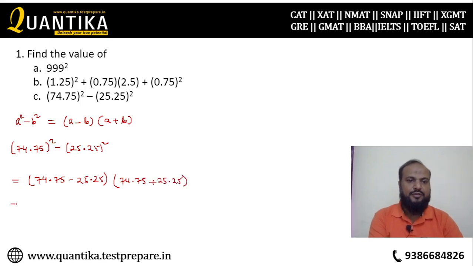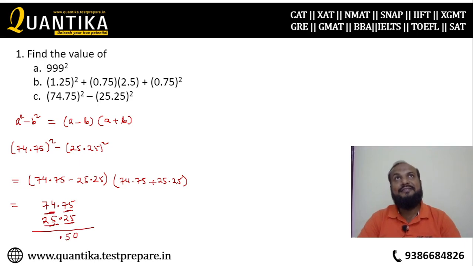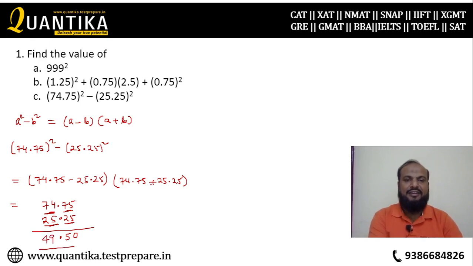Correct? So a minus b, just find what is a minus b. 74.75 minus 25.25. Okay. So 75 minus 25 is 50. Now 74 minus 25. What is 75 minus 25? That is 50. So 74 minus 25 will be 49. So the left hand side, this is your 49.50.